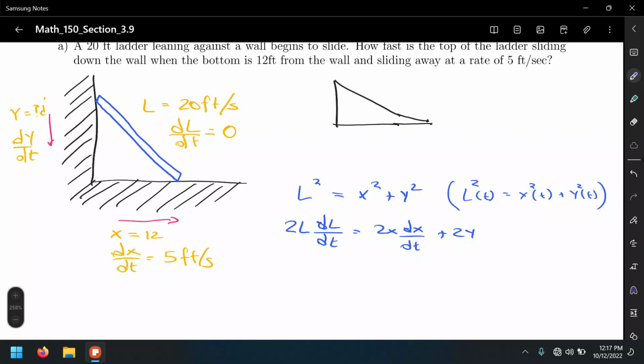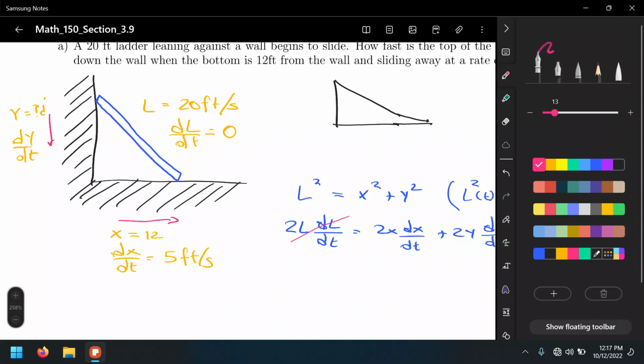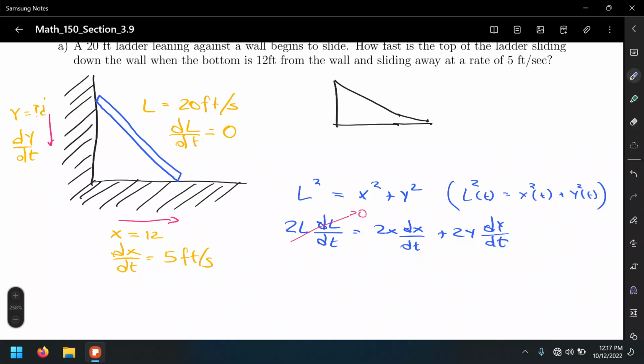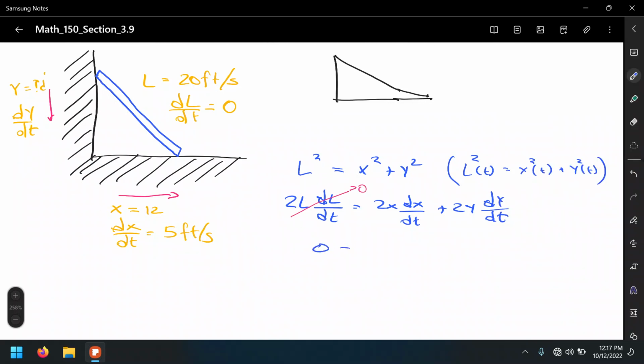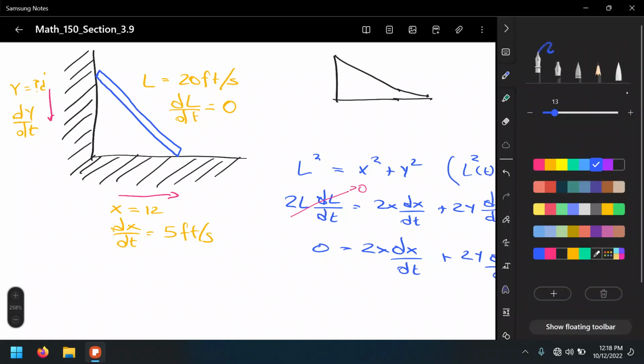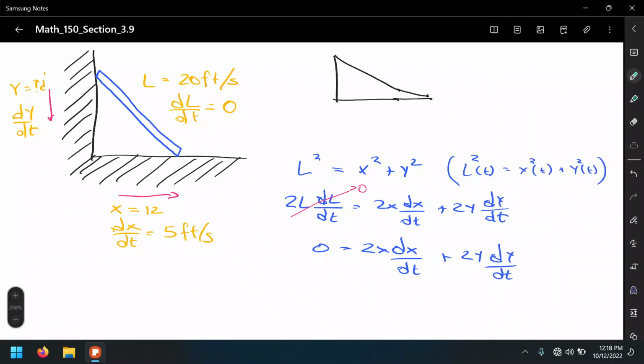Okay. However, we may go about canceling some of the terms, because what's dl dt equal to? Isn't it 0 because the length of the ladder is not changing at all? So we can already zero one of the terms out. That means we're going to be left with 0 equals 2x dx dt plus 2y dy dt.